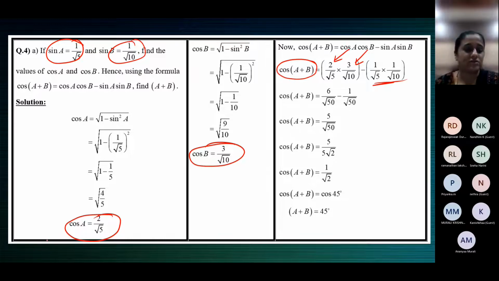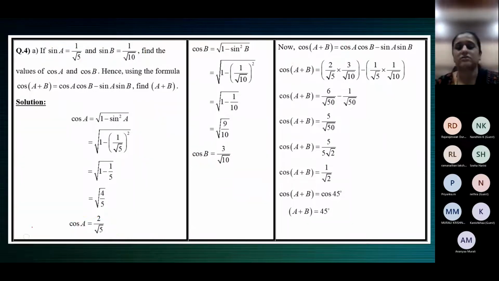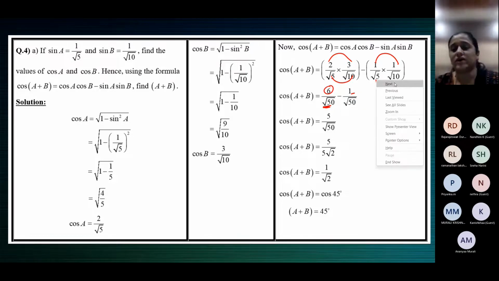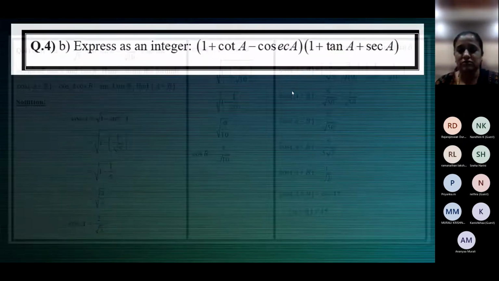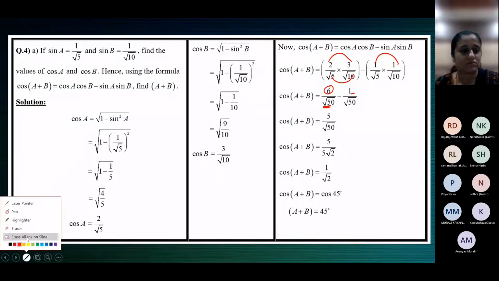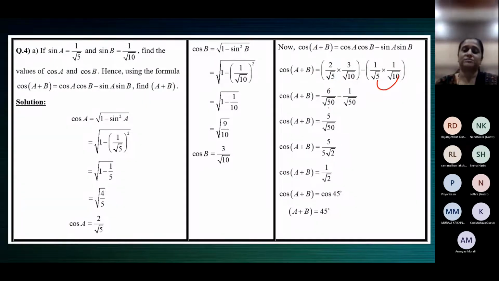So multiply the numerators. 2 3s are 6. Root 5 into root 10 is root 50. 1 1s are 1, and root 5 into root 10 is root 50. Common denominator root 50. 6 minus 1 is 5. 5 by root 50. Root 50 is a pure surd here.